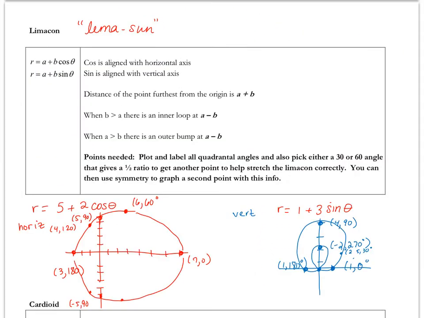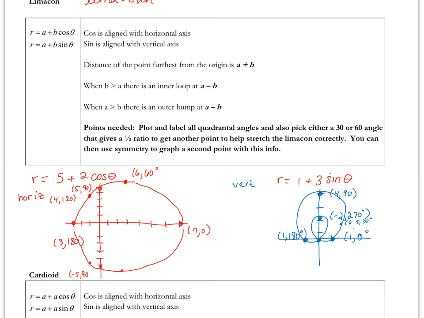Our next set of graphs are the Limacon. The Limacon graph is either going to have an outer bump or an inner loop. And there are a couple features that we want to remember about our Limacon. First of all, just like with our other graphs, if it is a cosine Limacon, it'll be oriented with the horizontal axis, and if it is a sine Limacon, it'll be oriented with the vertical axis.